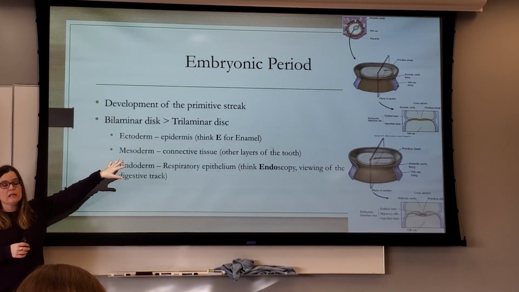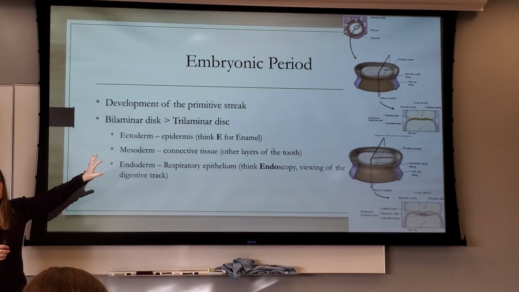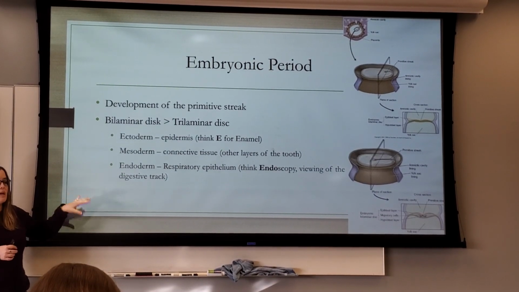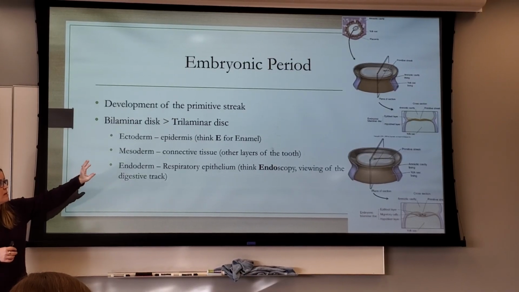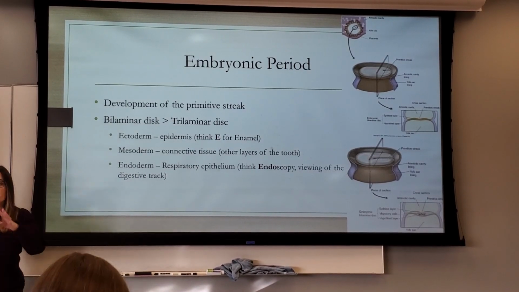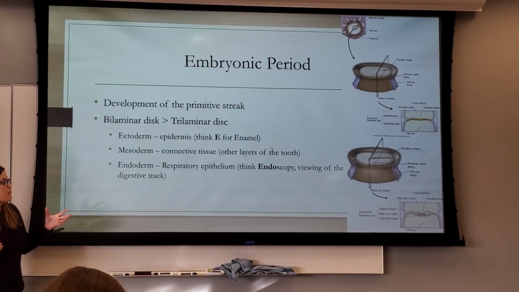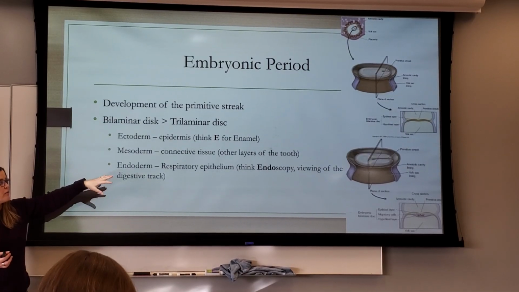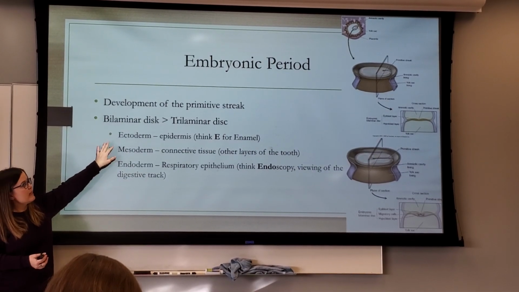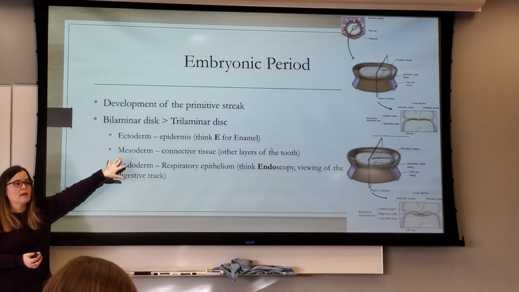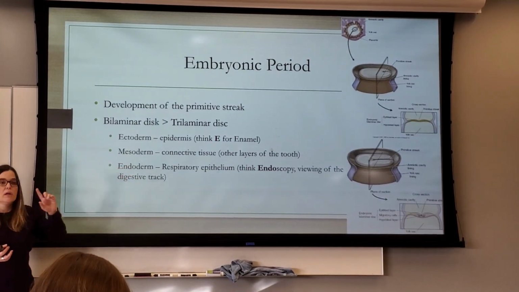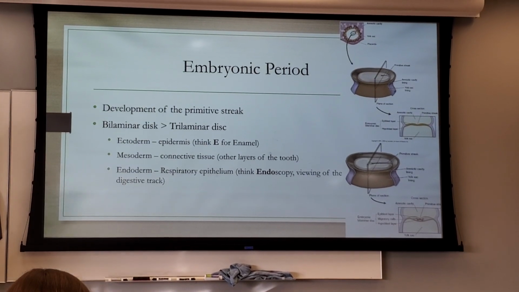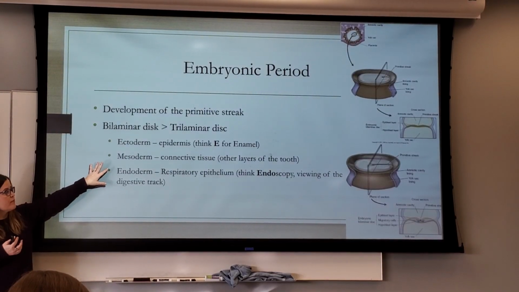Ectoderm, if you remember E, especially when it comes to tooth development, our enamel comes from our ectoderm. So think E for enamel, ectoderm. Epidermis also comes from the ectoderm because it covers the outer part of the body. Mesoderm is the middle, so connective tissue, but also other layers of the tooth. So ectoderm is E for enamel, and the middle is everything else of the tooth: your dentin, your pulp, your PDL, all that other stuff comes from the mesoderm. So ectoderm for enamel, mesoderm for the rest of the tooth.